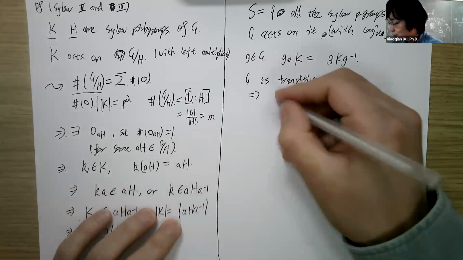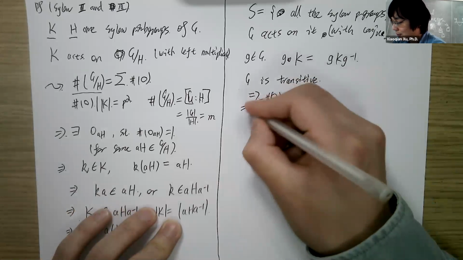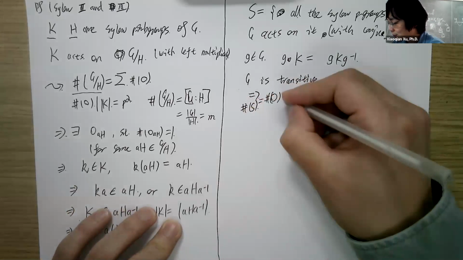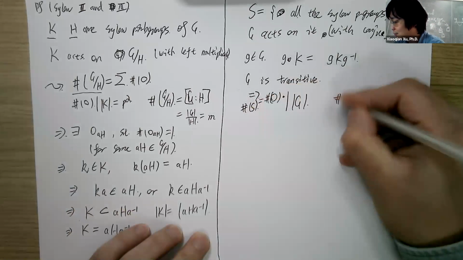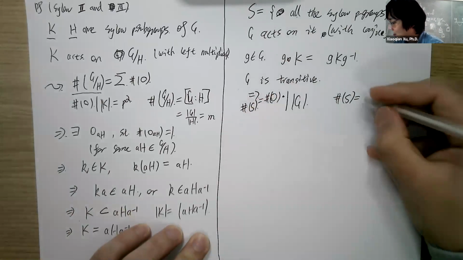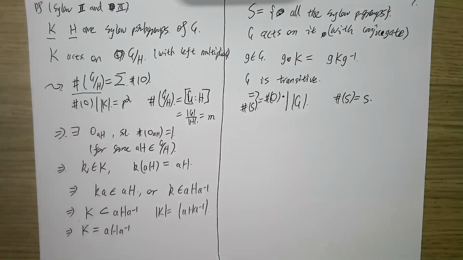So we know that you only have one orbit, and the total number of this set is a factor of G. So if we call the number of all the Sylow subgroups S, then this S is a factor of G. That clear? Well, yeah, kind of.